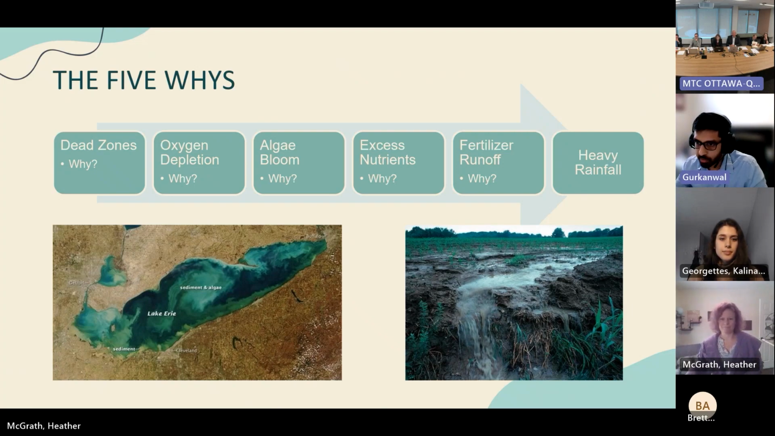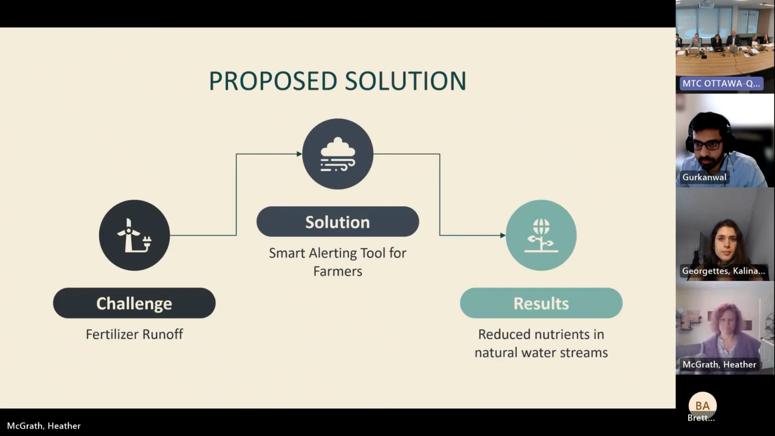Now I want to note, heavy rainfall is not the only cause for fertilizer runoff. Also, the timing of the application of fertilizer is a key challenge that we want to look at here. So our challenge being fertilizer runoff, our solution is a smart alerting tool for farmers so they can time their application, which hopefully will result in reduced nutrients in our natural water streams, leading to a reduction in eutrophication. Now I'll pass it on to Heather for a quick demo.